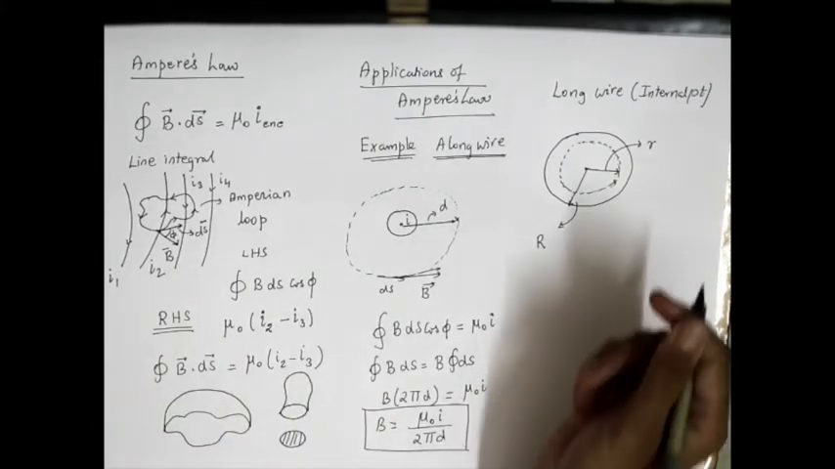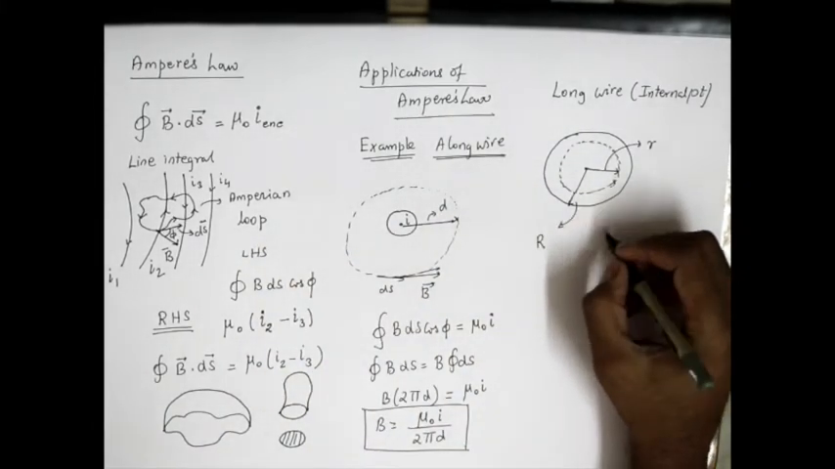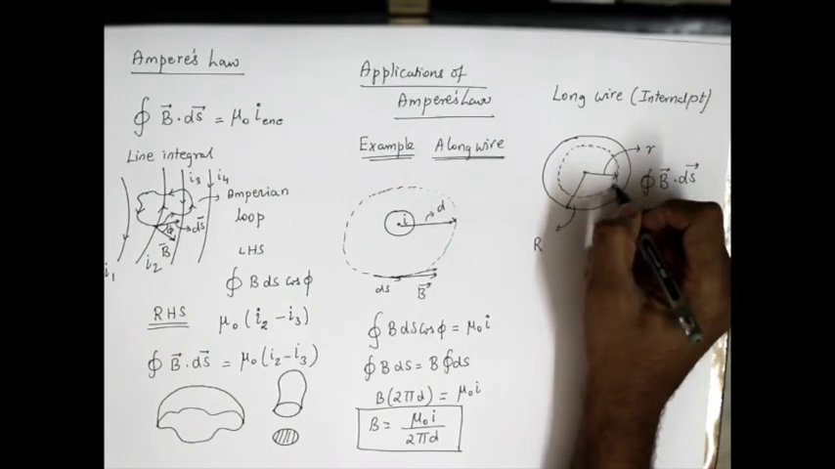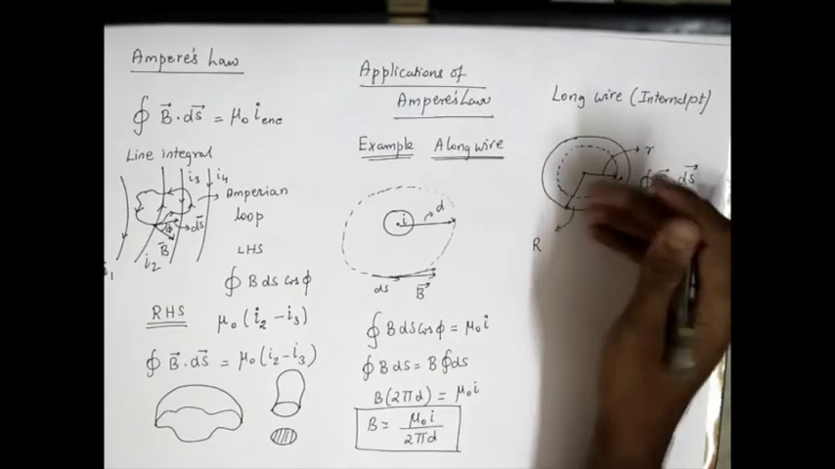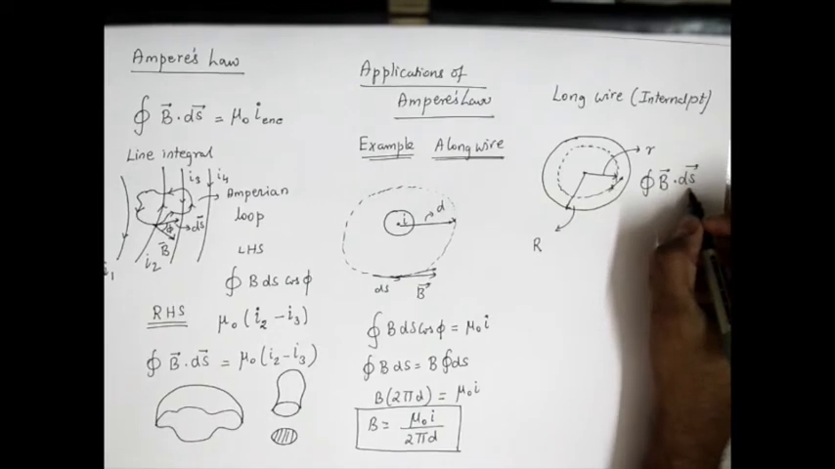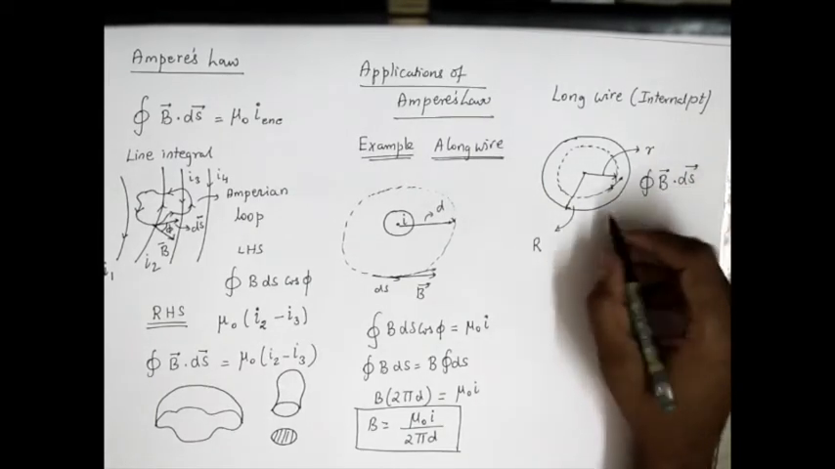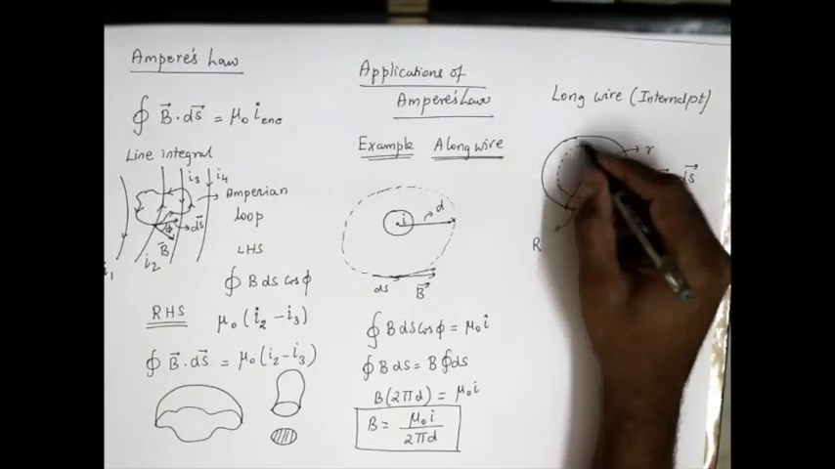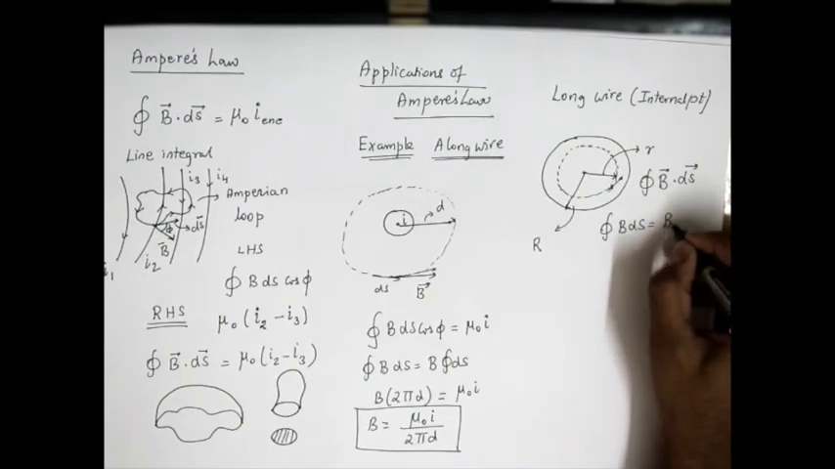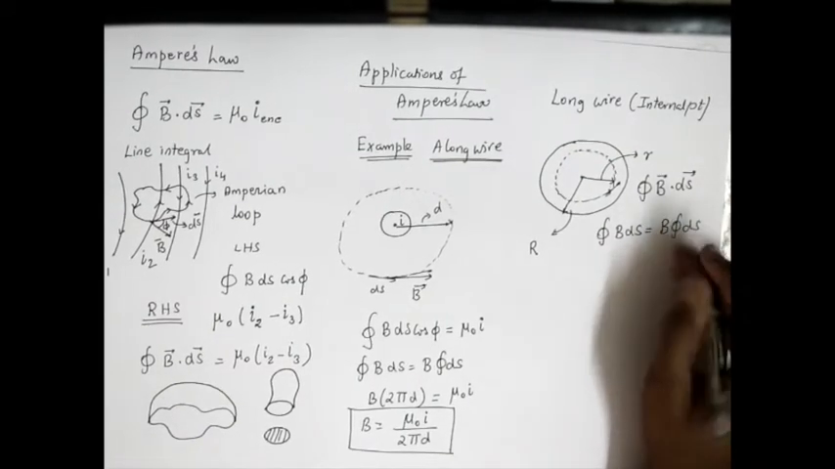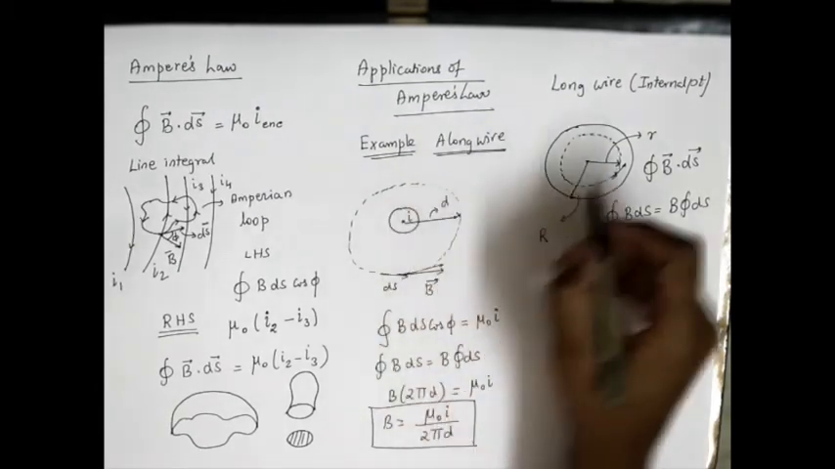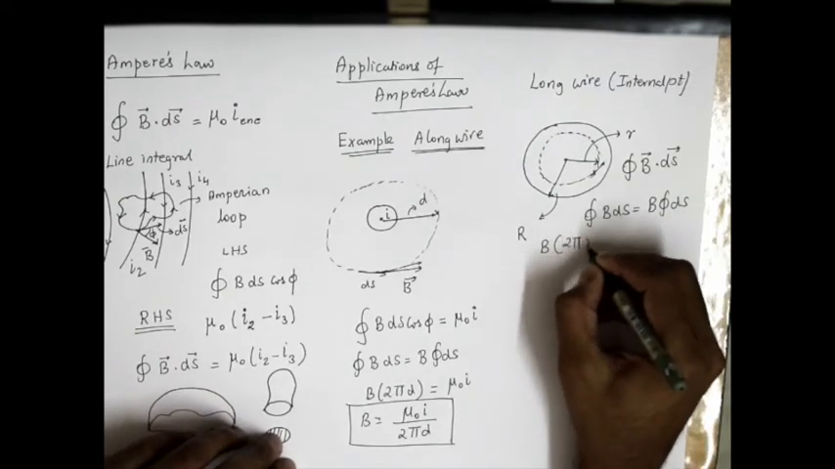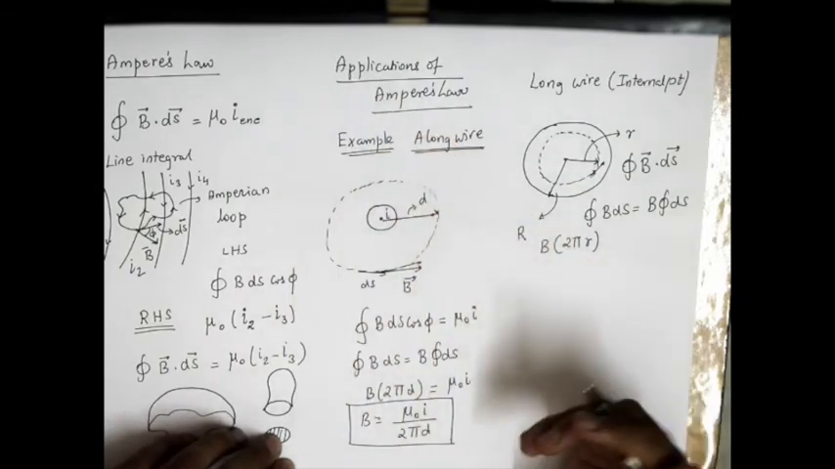Now let us apply the left hand side. Left hand side is nothing but integral B dot ds. So ds is in this direction, B is also in this direction from the right hand thumb rule. So therefore cos phi becomes 1. Therefore you have integral B ds. B is constant throughout this particular Amperian loop, so it becomes B integral ds. But what is integral ds? This is nothing but the circumference of this Amperian loop. We get 2 pi small r.